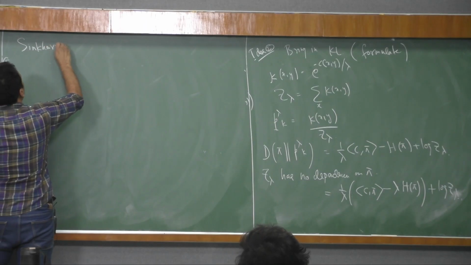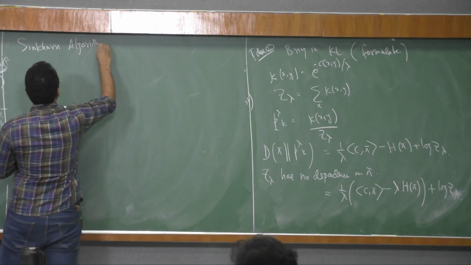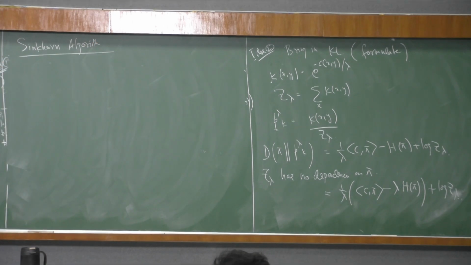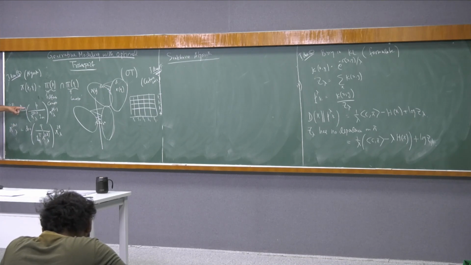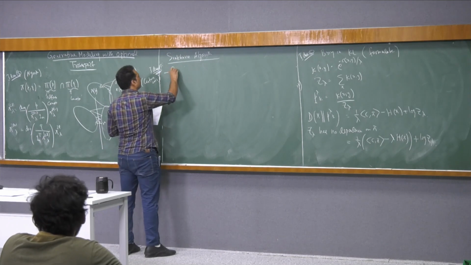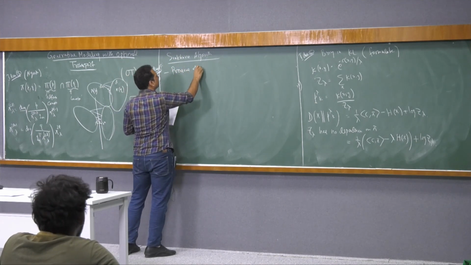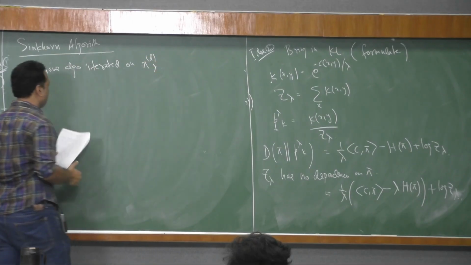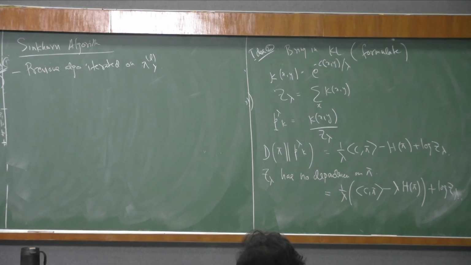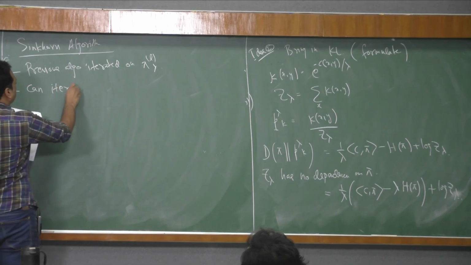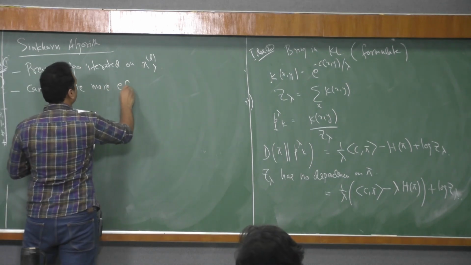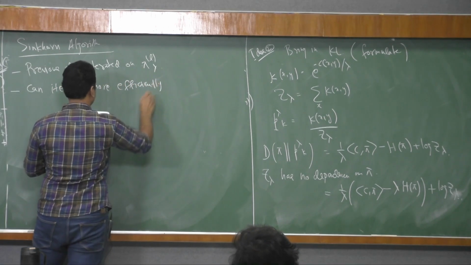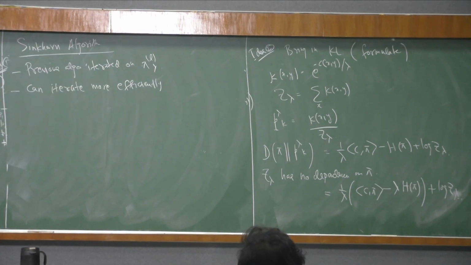Sinkhorn algorithm. Sinkhorn is the name of a person. The previous algorithm in the last class iterated on pi L lambda. You can call L as 2L or 2L minus 1, it doesn't matter. And we can iterate more efficiently if we use some other variable, so we can iterate more efficiently with some choice of vectors.